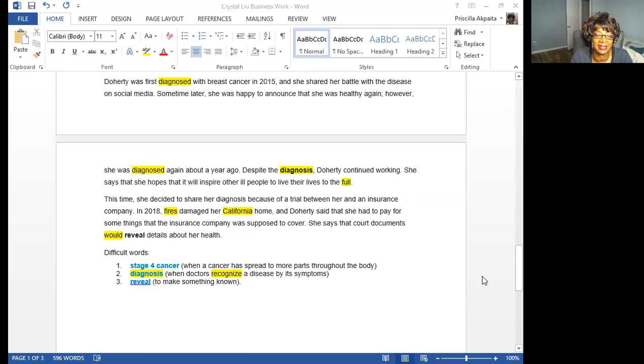The difficult words in this article are: 1, stage 4 cancer. This is when a cancer has spread to more parts throughout the body. 2, diagnosis. This is when doctors recognize a disease by its symptoms. And 3, reveal, to make something known.